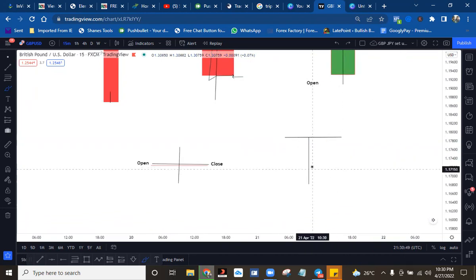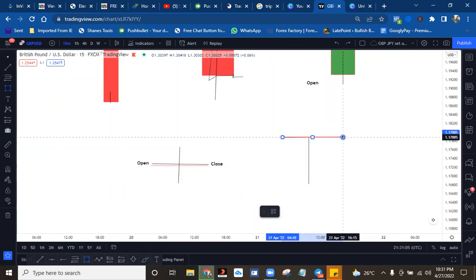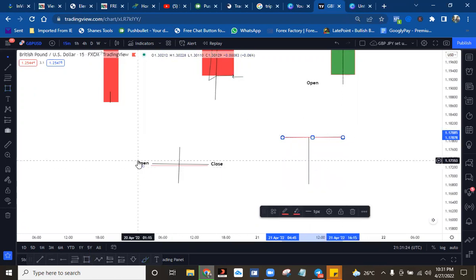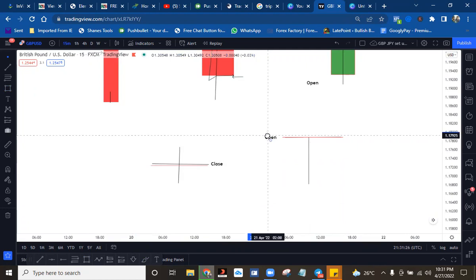All right, so when a dragonfly doji is formed, how does it actually form? This is how it forms. The candlestick opens here, and the bears pushed deep down when the candlestick was open. When they pushed deep down, the bulls rejected that price. They rejected it massively, so that it had to close the same place it opened. And that's why a dragonfly doji was formed.